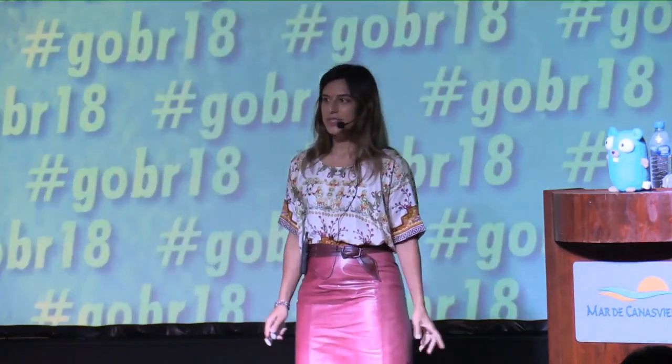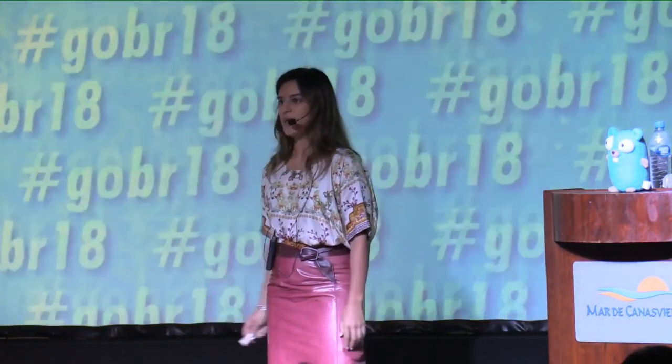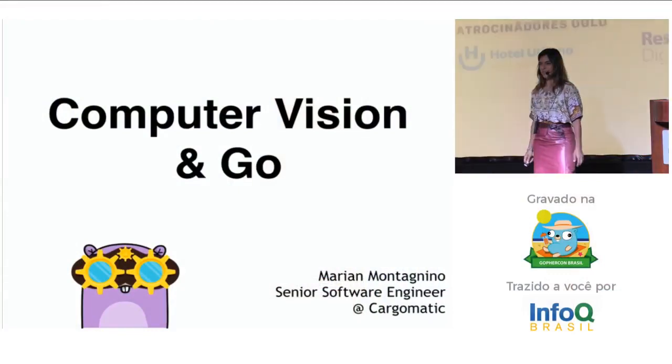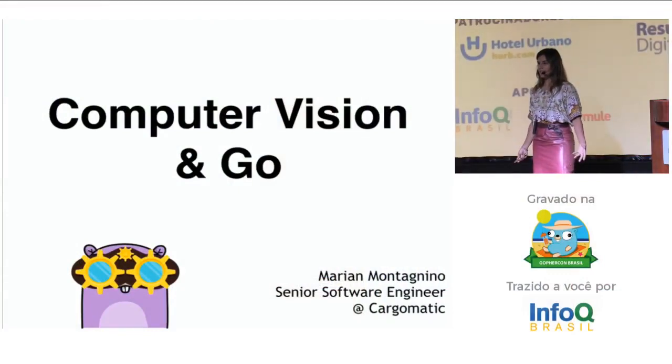Artificial intelligence, machine learning, computer vision. These terms have increasingly become more commonplace in today's society. But what exactly do these terms mean? And how can we get started using them?